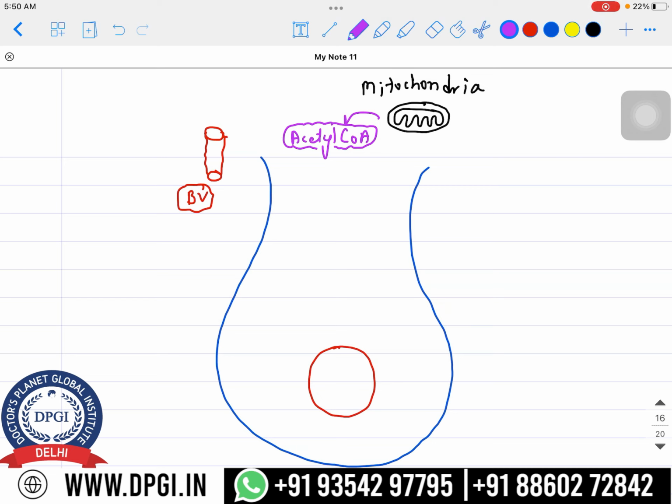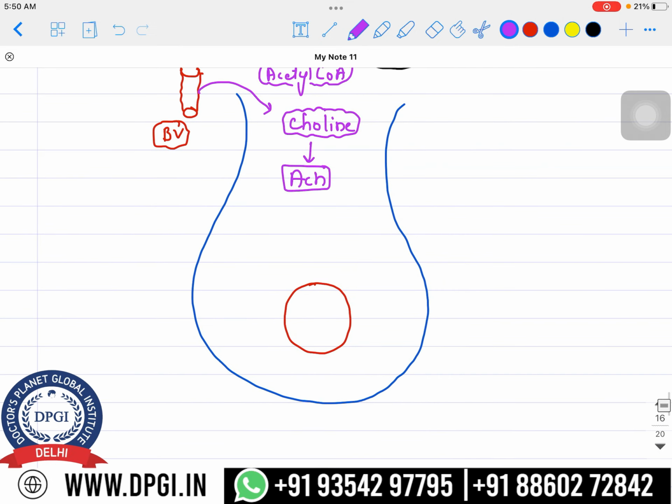So here it is introducing the choline. Then this acetyl coenzyme A and the choline will merge, and they will make a product. Which product am I talking about? The product called acetylcholine. That's how you get the acetylcholine.